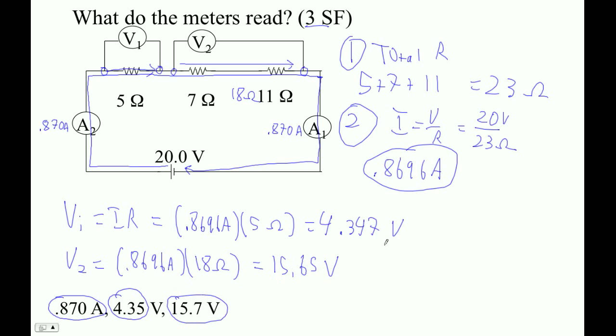Okay? So find the total resistance, find the one current, there's only one in a series circuit, and then pick off the IRs on the voltmeter.